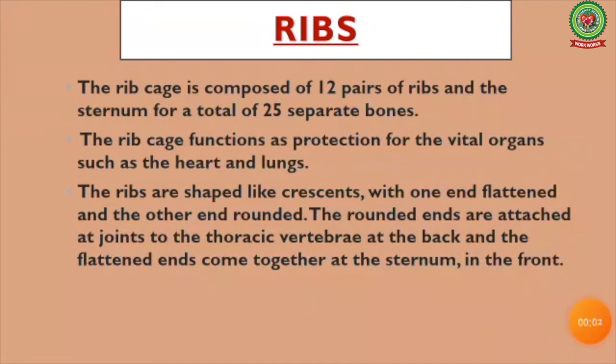Next are the ribs. The rib cage is composed of 12 pairs of ribs and the sternum for a total of 25 separate bones. The ribcage functions as protection for the vital organs such as the heart and lungs. The ribs are shaped like crescents with one end flattened and the other end rounded. The rounded ends are attached at joints to the thoracic vertebrae at the back, and the flattened ends come together at the sternum in the front.